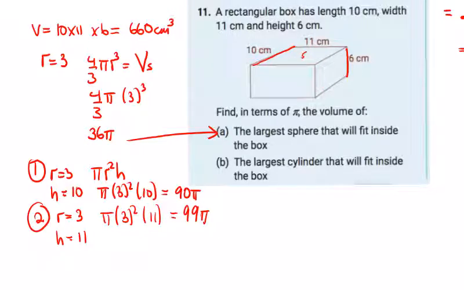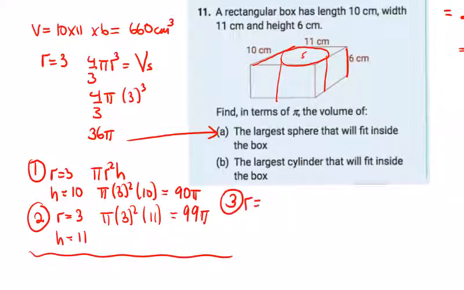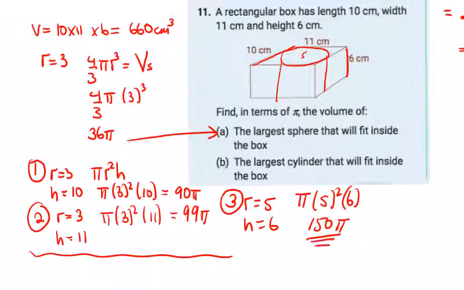Try a better diagram, something like that, where it fits snug all the way across. So our radius will be 5 in option 3. Radius is 5. The height is 6. Does that give us a bigger volume? Pi by 5 squared by 6. Pi r squared h, that's going to be 150 pi, so that's definitely the biggest one. So, interesting.